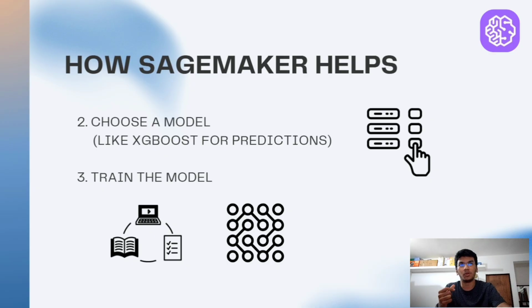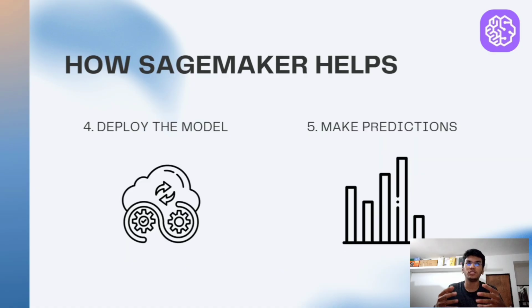Then comes the deployment. You deploy the model. Once trained, SageMaker lets you deploy the model with one click. It creates a secure API endpoint. This endpoint can be used by your mobile app or website. Then you can make the prediction.